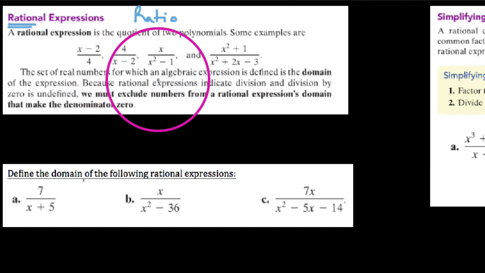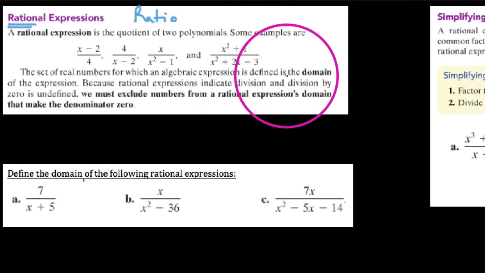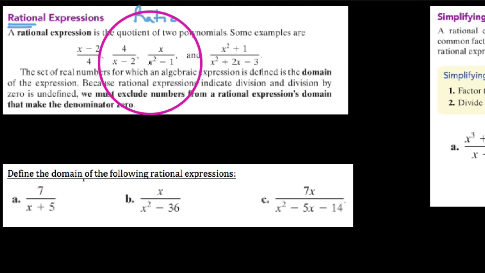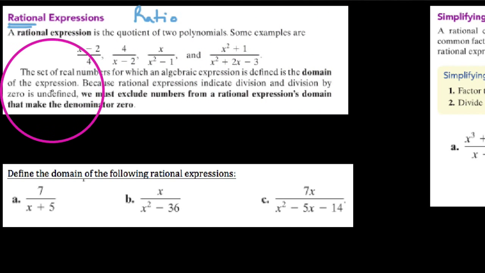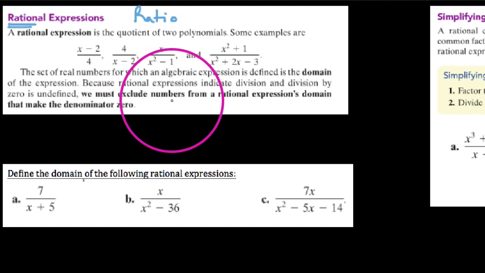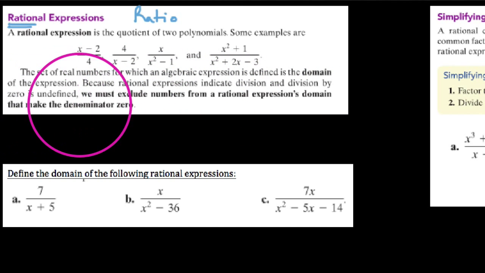Also, the set of real numbers for which an algebraic expression is defined, we refer to that as the domain of the expression. So basically all the values of x for which when we plug them in we get a y value back, or at least a value back, and it is not undefined. Because rational expressions indicate division, and division by zero is undefined, we must exclude numbers from the rational expression's domain that make the denominator zero.